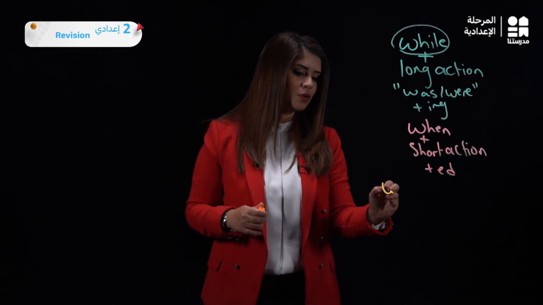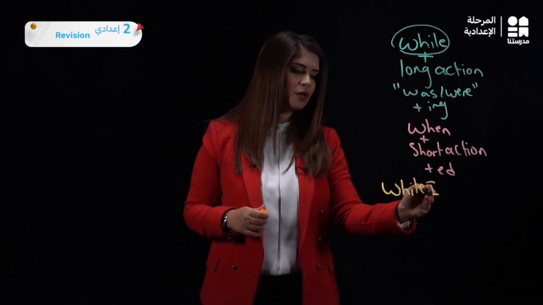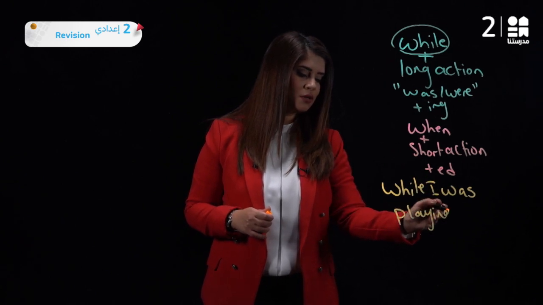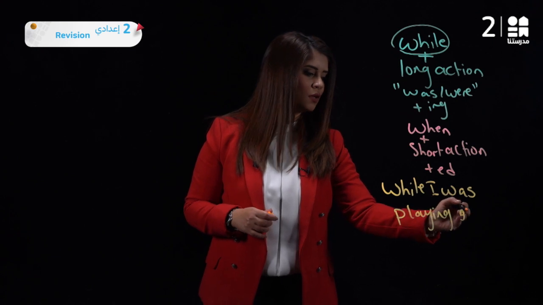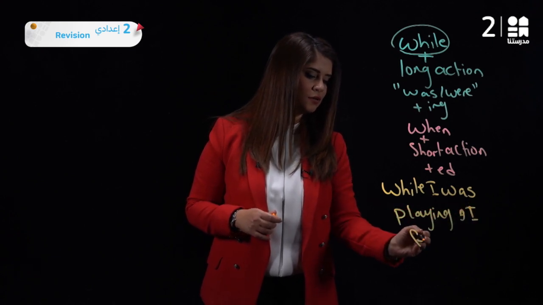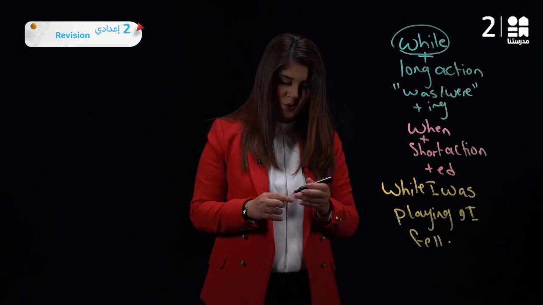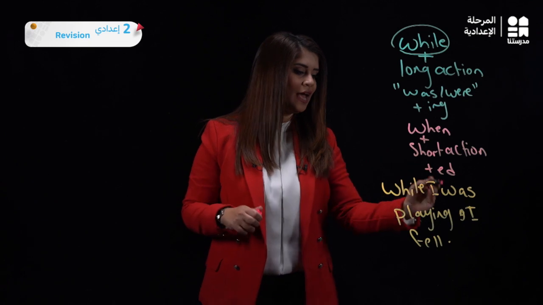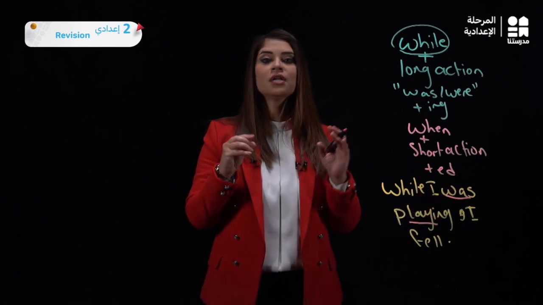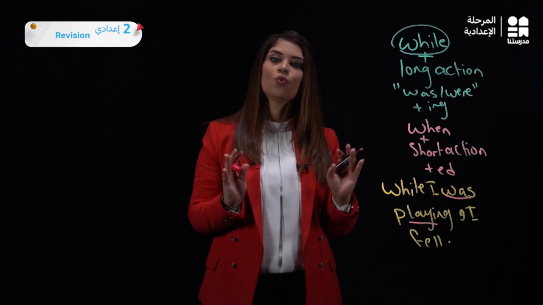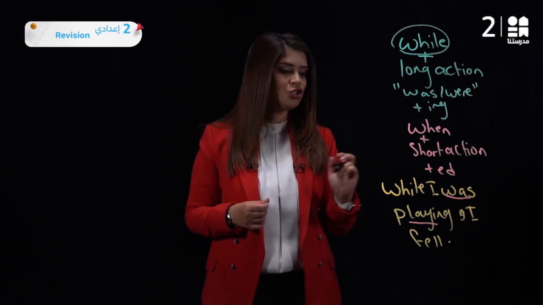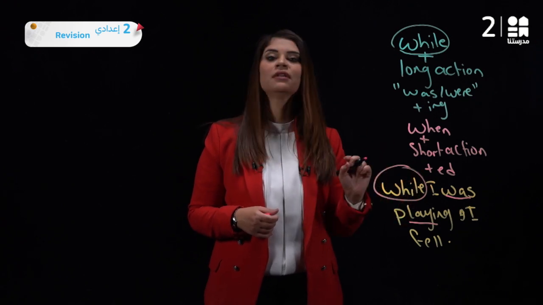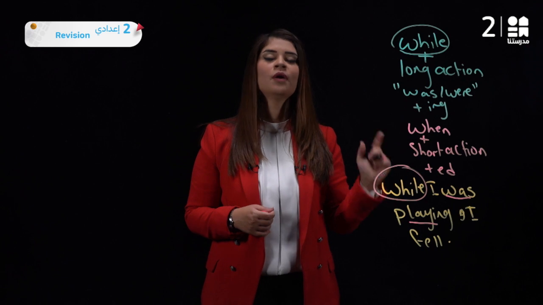If I say, while I was playing, comma, I fell. Okay, here. While I was playing, here I added was playing because that was the long action. That's why I added was or were plus ing. This is if I have while before it. Okay, if I have while, I should add the long action. It means was or were plus ing.